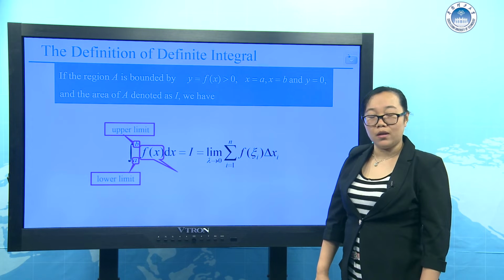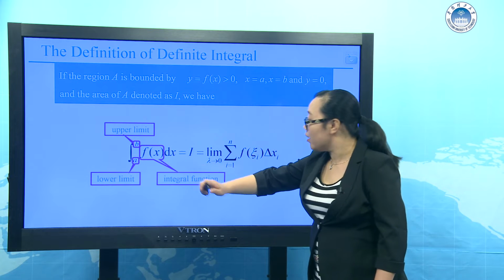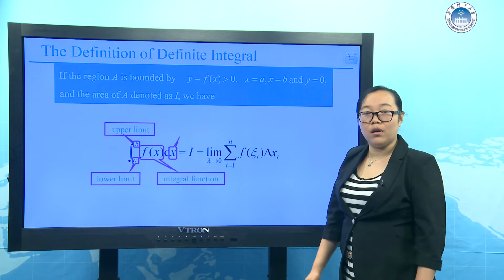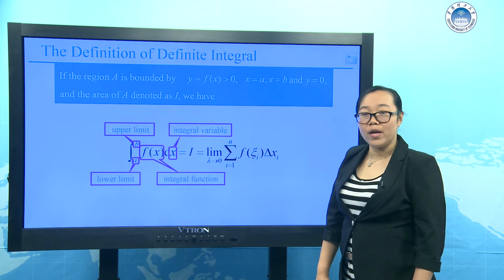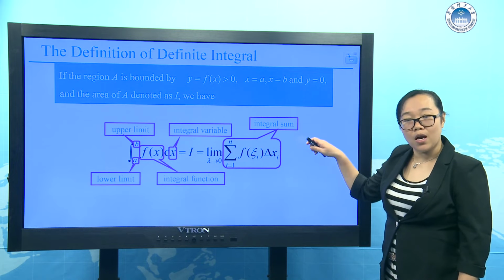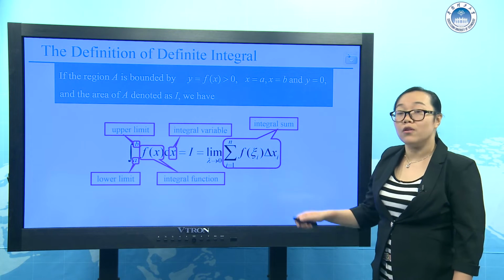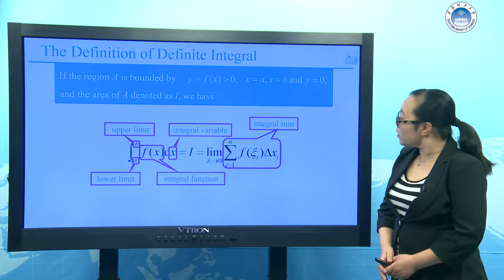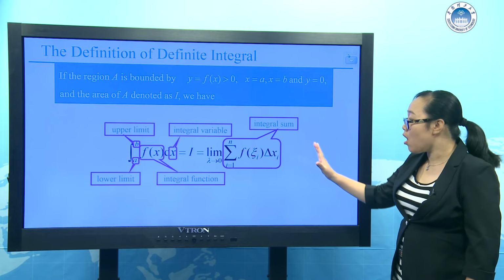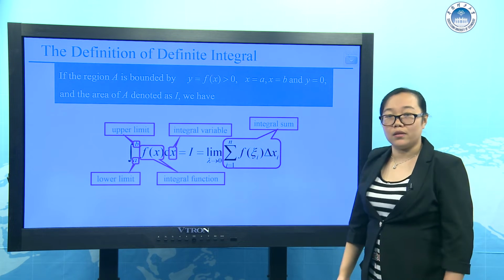Look at f(x): it is a function, called the integrand function. How about x? It is a variable, called the integral variable. Look at the sum: the sum is called the integral sum. So try to remember the signs and understand the formula. If we try to find the area of the curved trapezoid, we change the question into the integral, the definite integral.